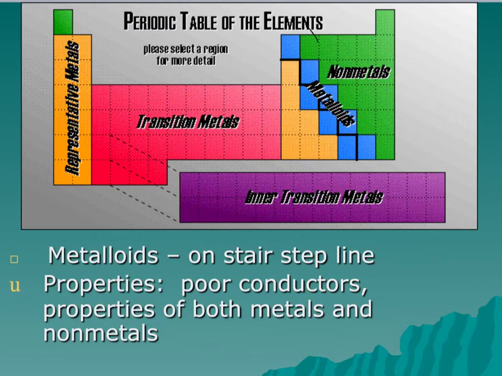Okay, and then somewhere right here in the middle, we have our metalloids. Now these are unique in that they have properties of both a nonmetal and a metal. So they tend to be poor conductors, but then they can have other properties that make them similar to a metal. So it just depends on which metalloid you're talking about.